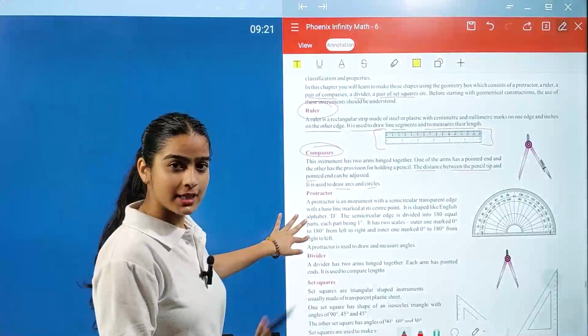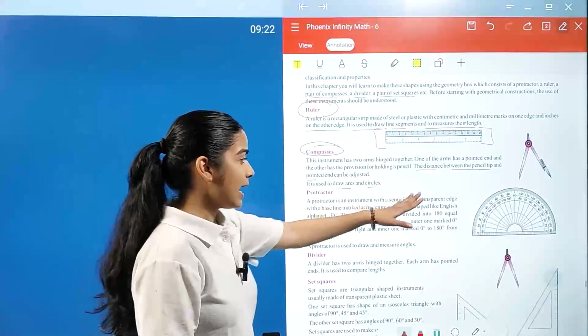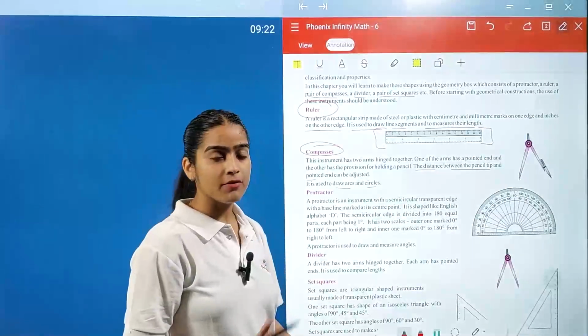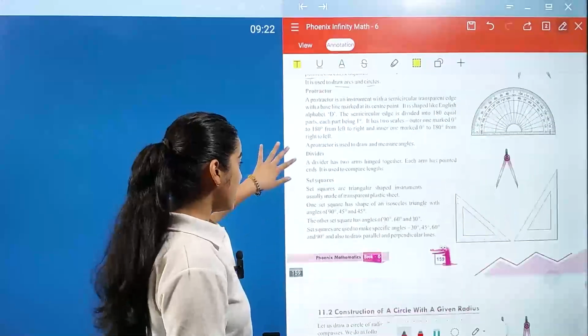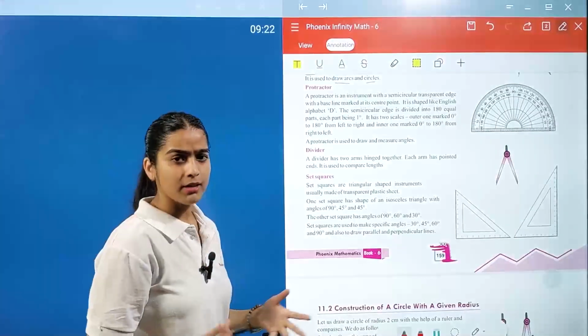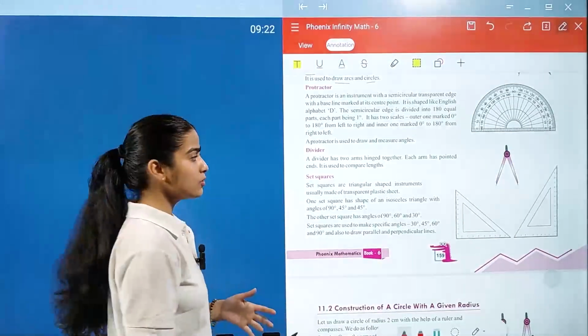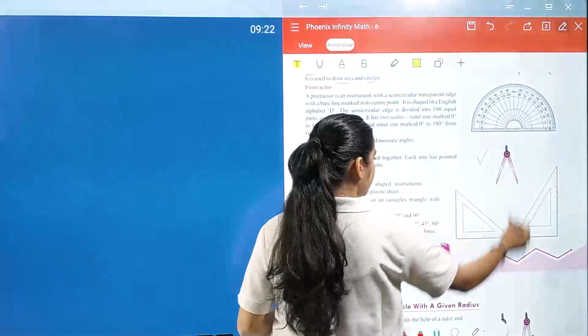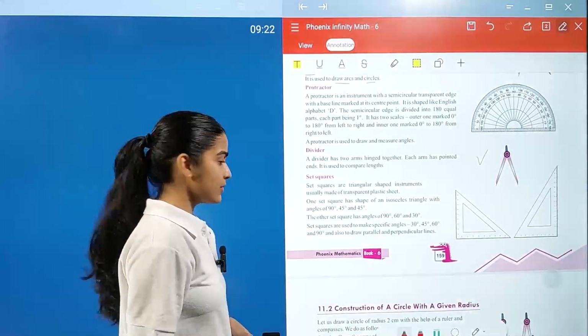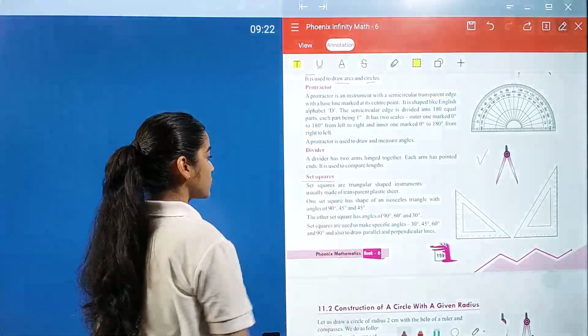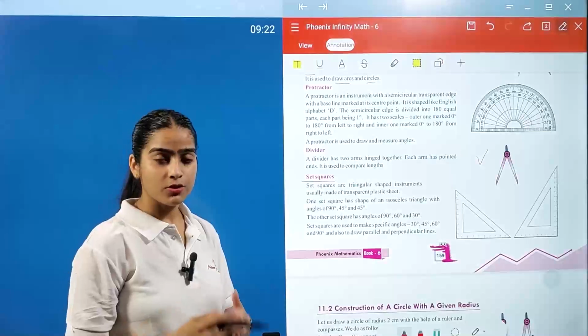Next we have the protractor. We already learned this in our previous chapter, and we use it for measuring an angle. Next we have the divider. Again, if we want to measure anything, we use a divider. You already saw it in your previous class. Now we have the set squares.